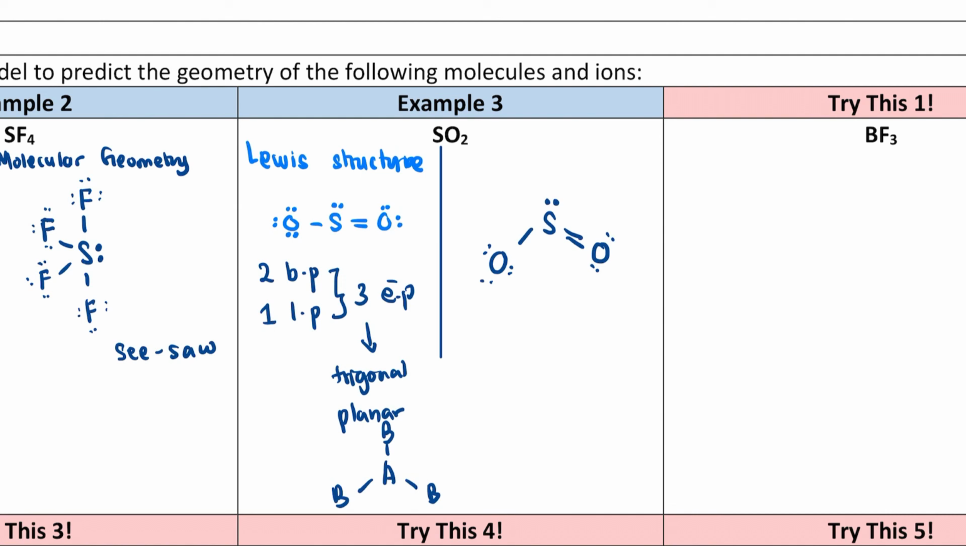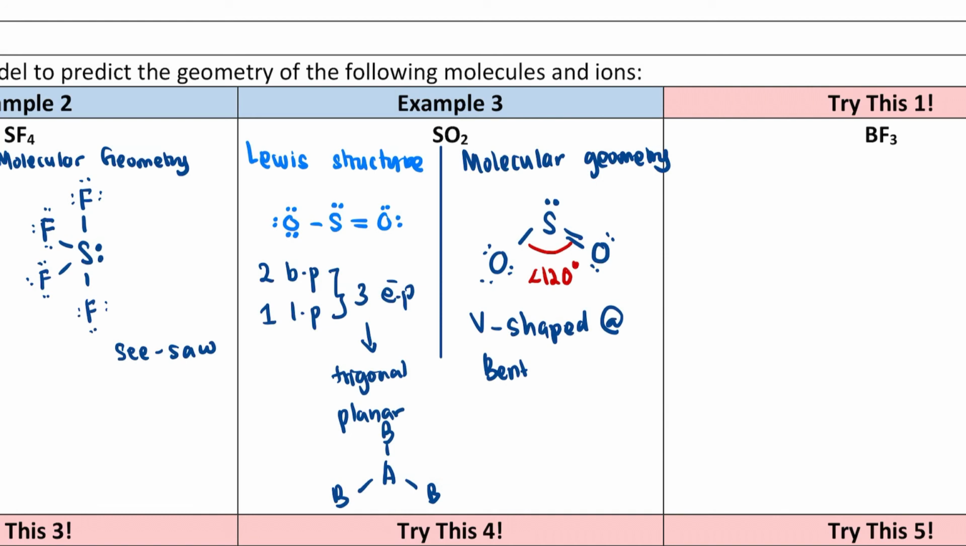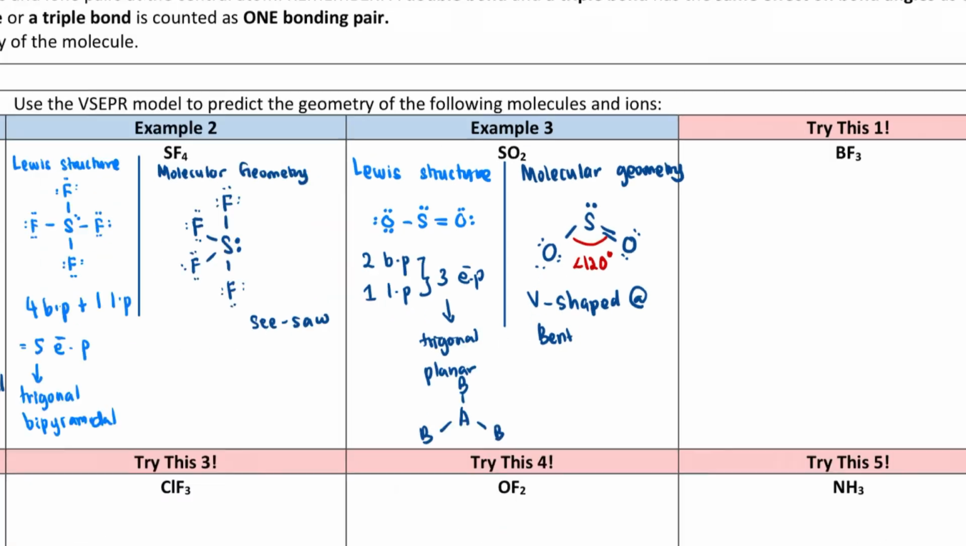Okay, so setelah kita punya molecular geometry for SO2, okay, cuma kita kena tulislah apa nama shape dia. Okay, so as you can see the shape, bentuk dia macam huruf V. Okay, so nama shape dia adalah V shape, ataupun you can also write it as bent. Okay, so kalau soalan minta angle, boleh bagi angle dia adalah less than 120 disebabkan dia ada lone pair dekat situ. Okay, so itu sahaja step untuk determine shape ataupun molecular geometry of a molecule from the Lewis structure.